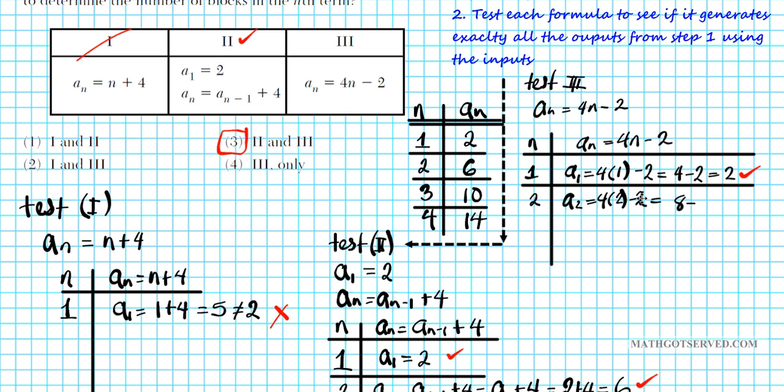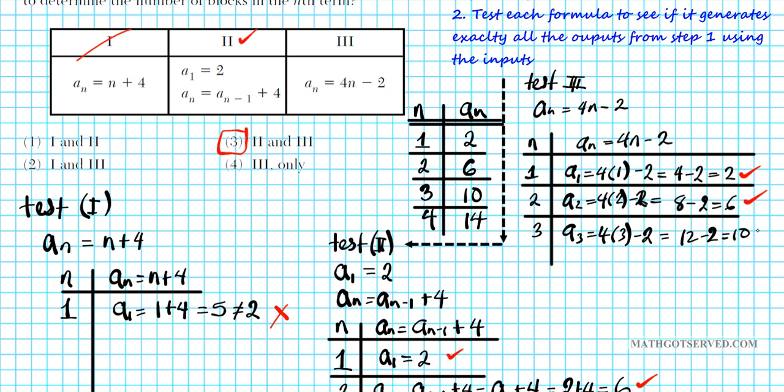Minus 2. And minus 2. 8 minus 2 is 6. That checks out also. Next term, n is equal to 3. So when n is equal to 3, A3 is going to be 4 times 3 minus 2. 4 times 3 is 12, minus 2 is 10. That matches this output right here.